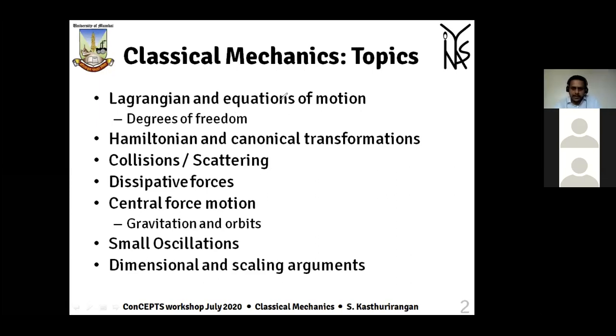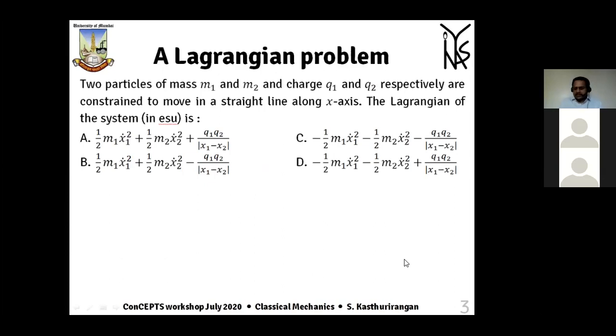All right. Hamiltonian based questions, collisions based questions, and scattering. These are mostly energy momentum conservation types. Then questions involving dissipative forces, central force motion, and including gravity, orbits, etc. Small oscillations. And a few dimensional or scaling arguments are sometimes very useful. So these are some kind of tricks which we can use to arrive at the answer. We will be discussing all of these in turn. So let us quickly come to a Lagrangian type problem.